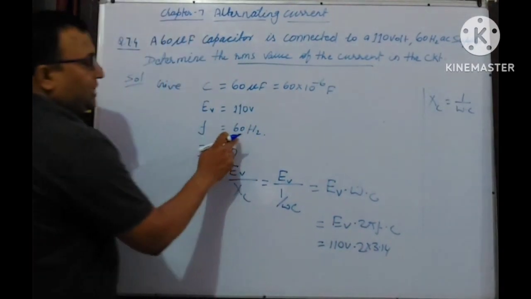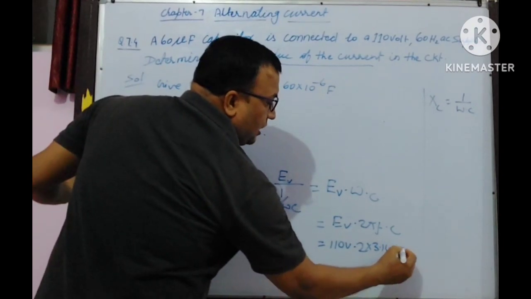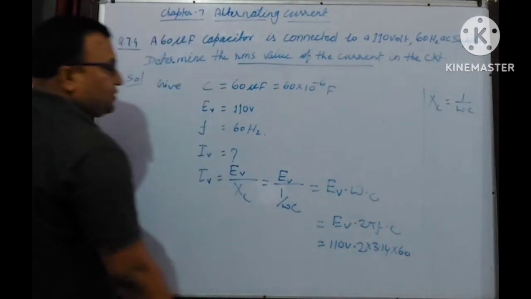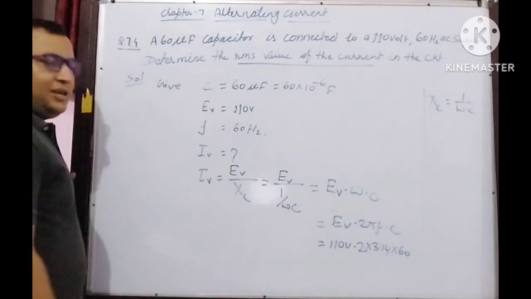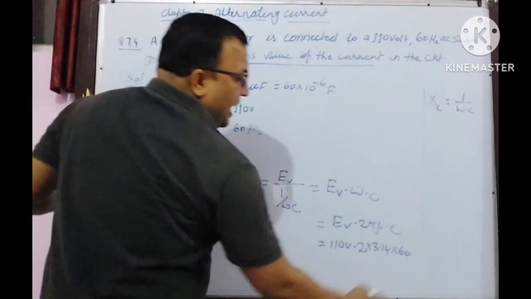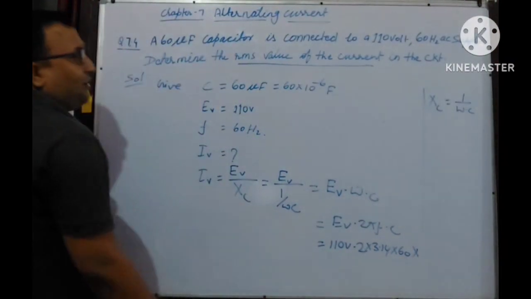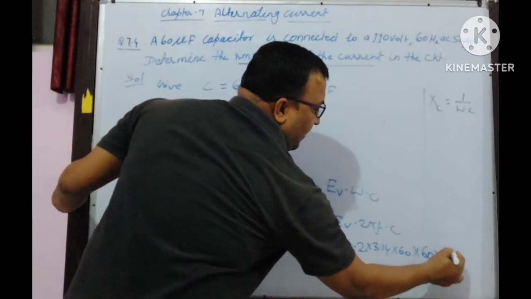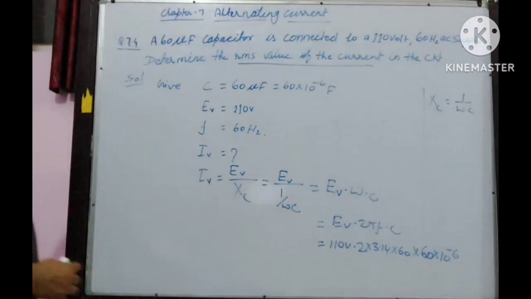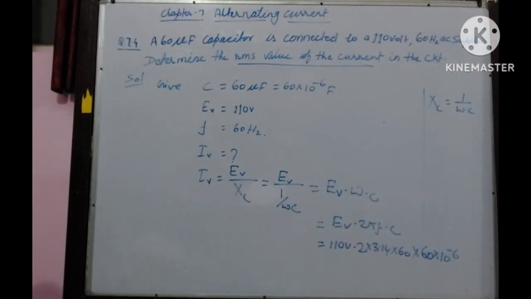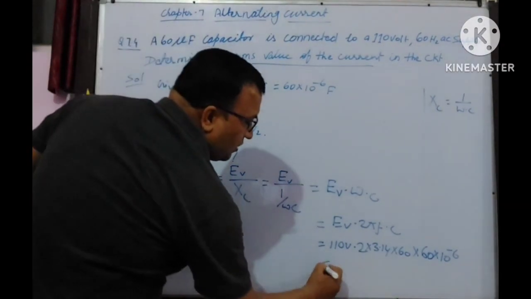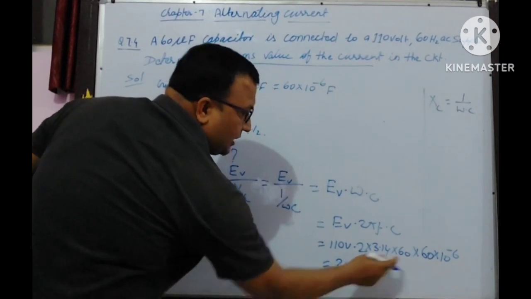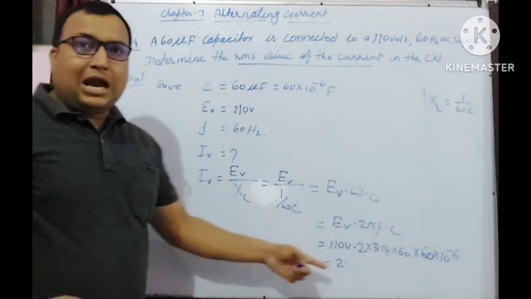Now frequency, 2 into pi, the value of pi is 3.14. F value is mentioned in the question, not the question paper, as 60. And C value is mentioned as 60 into 10 to the power minus 6. So this is the value you have to put. If you put all these values, you will get a final result. Do you understand, everyone? How we put that?